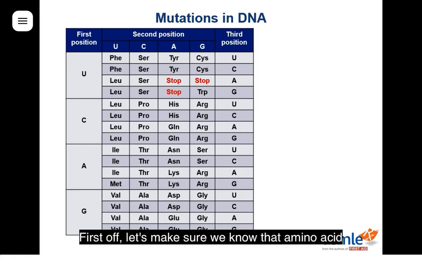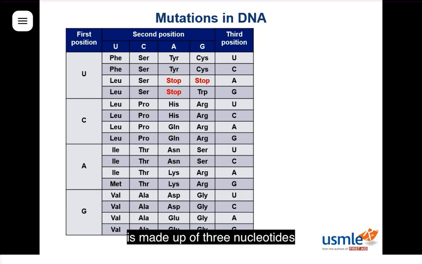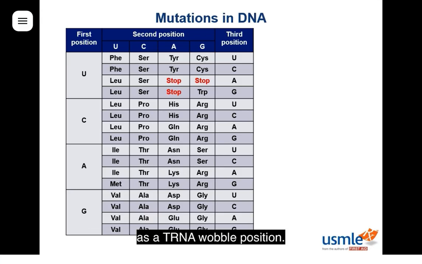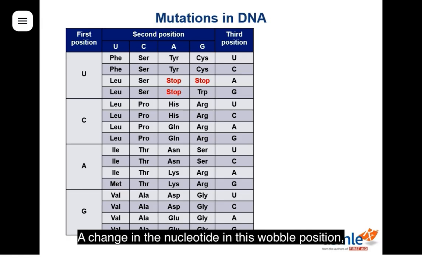First off, let's make sure we know that an amino acid is made up of 3 nucleotides, and the 3 nucleotide sequences are known as a codon. The third position of the codon sequence is known as a tRNA wobble position. A change in the nucleotide in this wobble position will not result in a change in the amino acid the codon codes for.